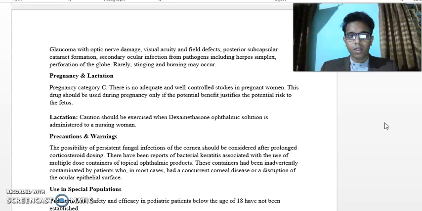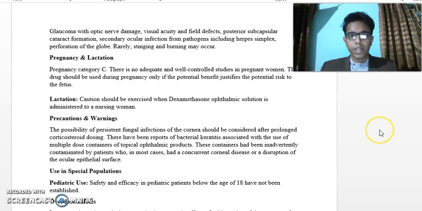Pregnancy and lactation. Pregnancy category C: there are no adequate and well-controlled studies in pregnant women. This drug should be used during pregnancy only if the potential benefit justifies the potential risk to the fetus. Lactation: caution should be exercised when dexamethasone ophthalmic solution is administered to a nursing woman.